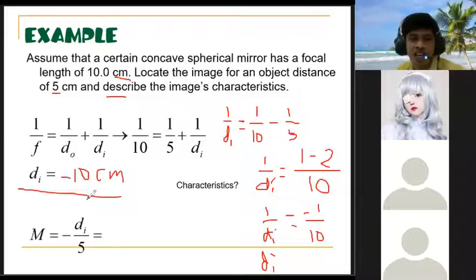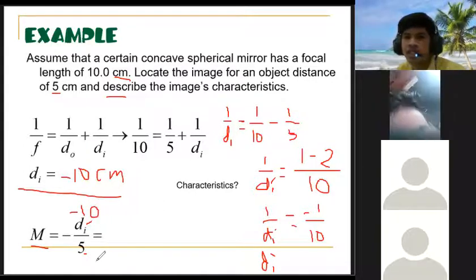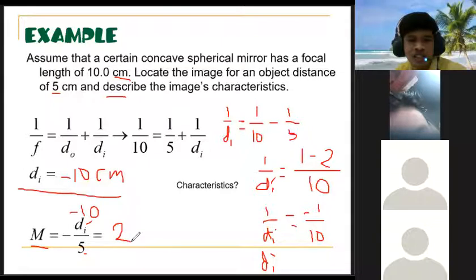So that is DI. Now we're going to describe the image, so we need to solve for the magnification. We have the value for DI, negative 10, and the value for DO, which is 5. Negative 10 divided by 5. What's the answer? 2. Positive or negative? Positive. So let's say that M is 2 times.